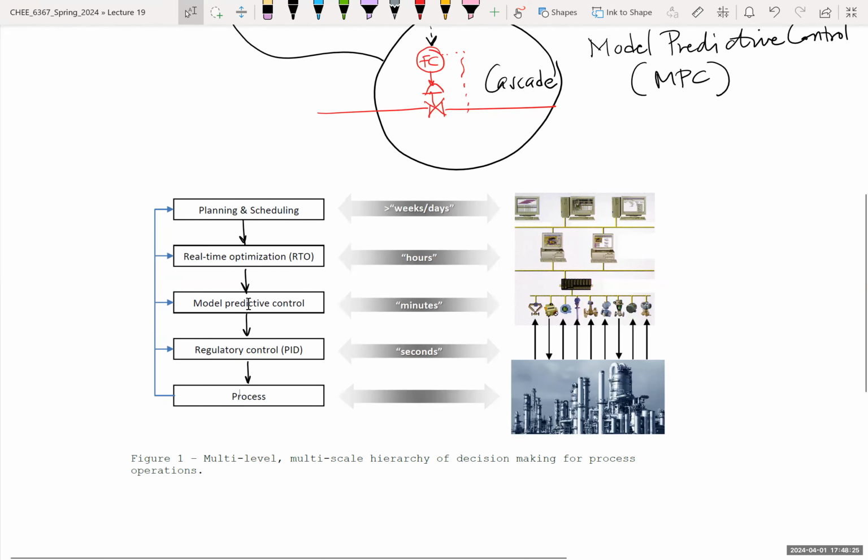The set points of these are dictated by model predictive control. And you may notice already that these lowest level controllers work in a time scale of, say, seconds. They take measurements every second, or split second, actually. The model predictive controller sends commands every 1, 2, 3 minutes, practically speaking, for chemical plants.